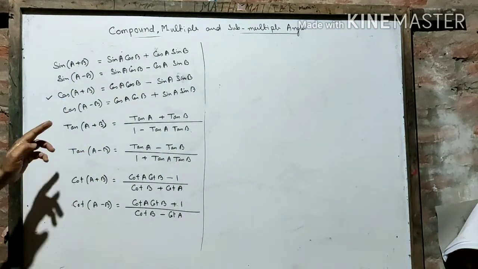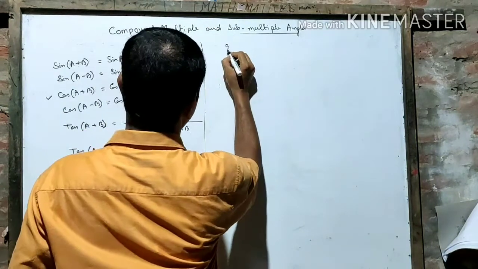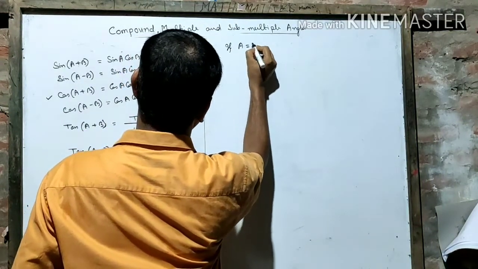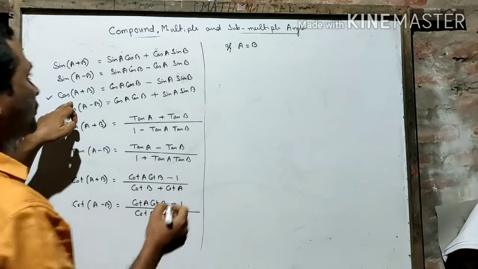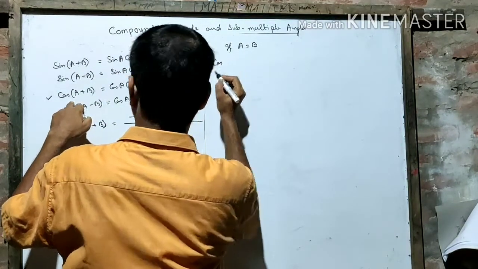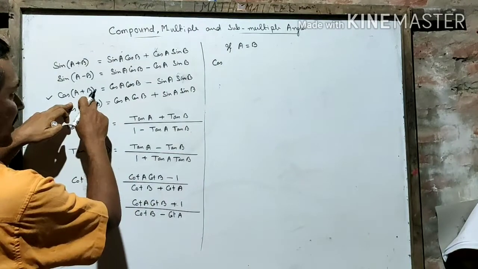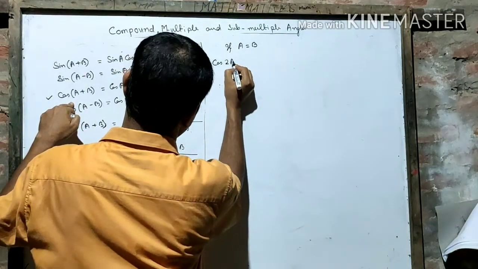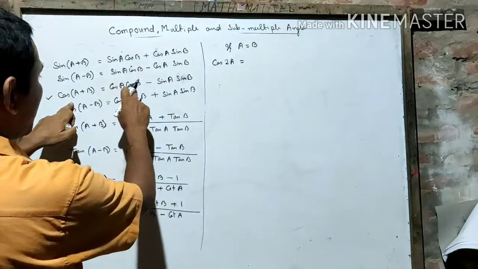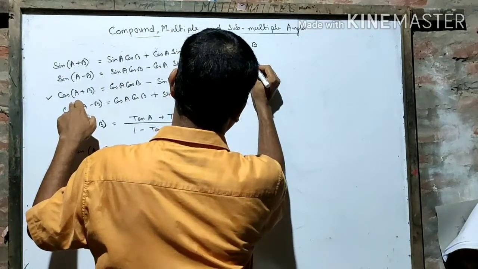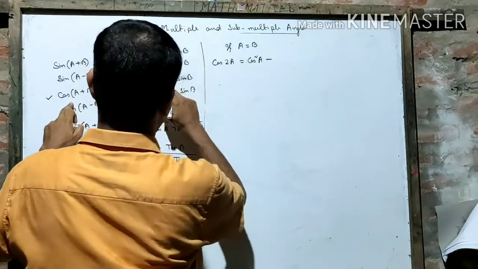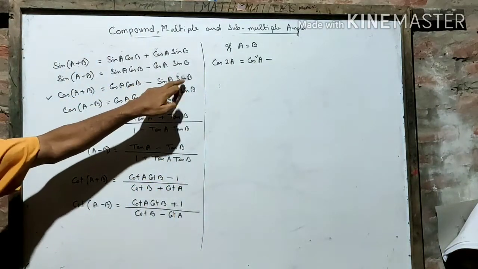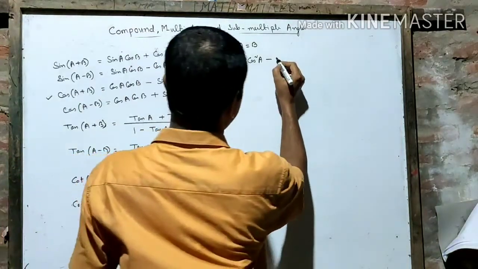Find formula for cos twice A. What will you do? We will put A is equal to B in cos A plus B formula. So if we put here A is equal to B, this is going to be A plus A. A plus A means twice is equal to cos A into cos A, that means cos square A, minus sin A into sin A. Sin A into sin A is sin square A.